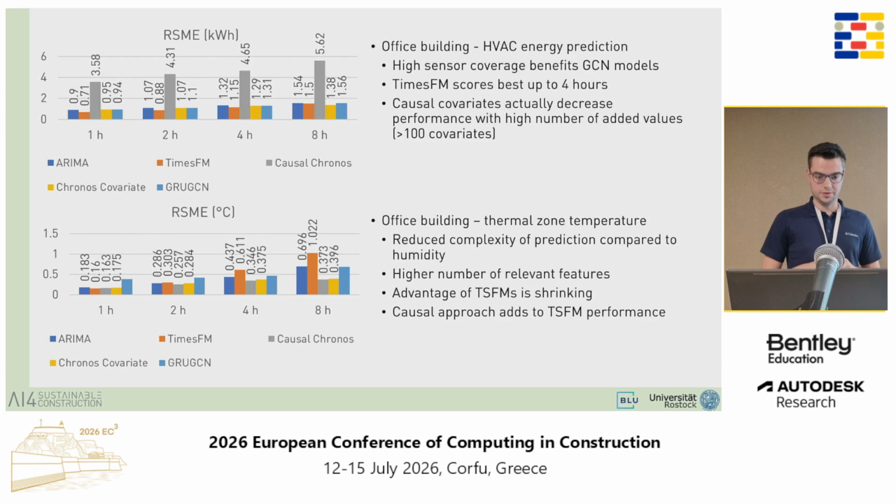So if we compare this also to the thermal zone prediction, we have a reduced complexity prediction here, so temperature is highly autocorrelated, and we have a higher number of relevant features because adjacent temperatures are always pretty much correlated by heat transfer. And so the advantage of time series foundation models is shrinking, and our causal approach actually is adding here with the highly correlated features.